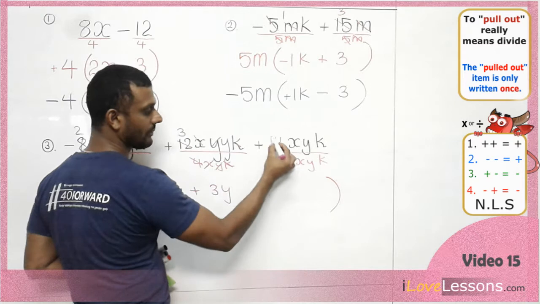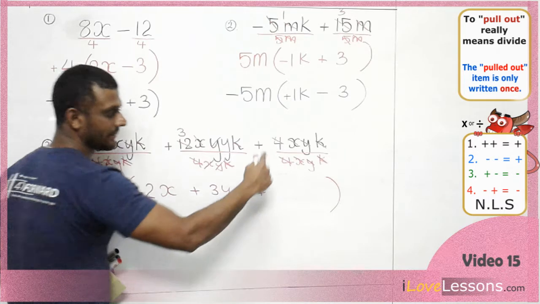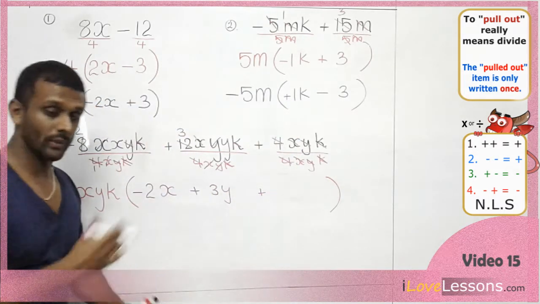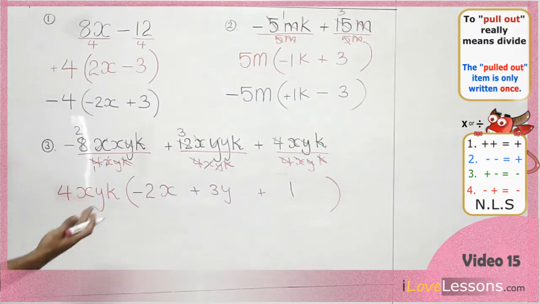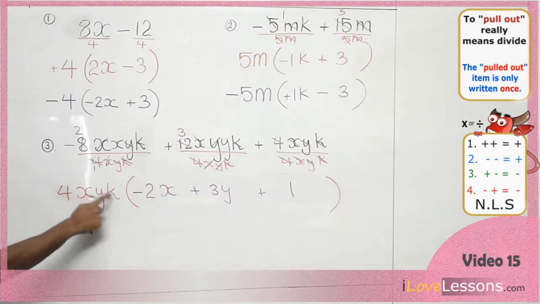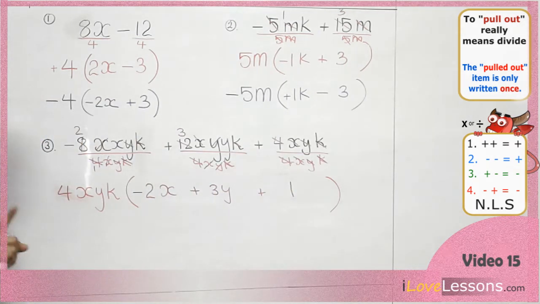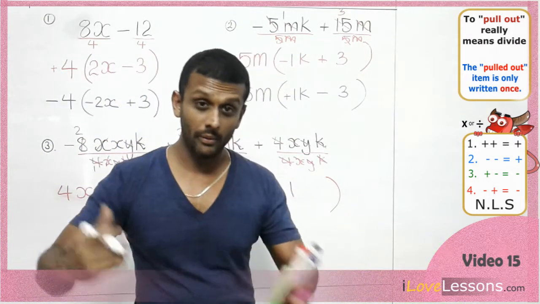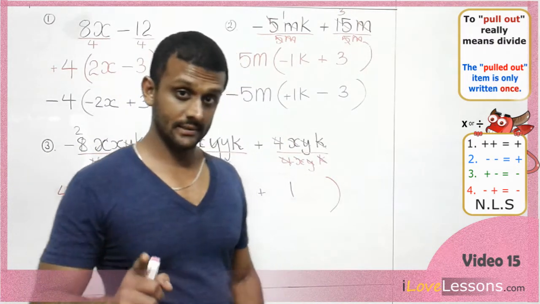Plus, 4 will cancel out with 4, x cancels out with x. Well, I could have done this in my head because the numerator is exactly the same as the denominator. So when you divide two same items, you will get 1. And this is my final answer. You notice I pulled out 4, x, y, and k from all 3 of them, but I only wrote it once. It's very, very important to keep telling yourself that when you pull out an item from all the items here, you only write it once.